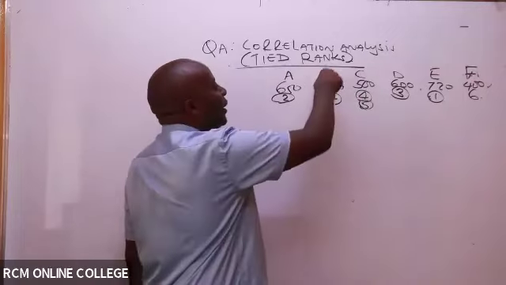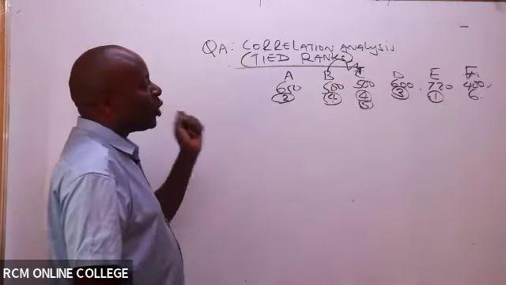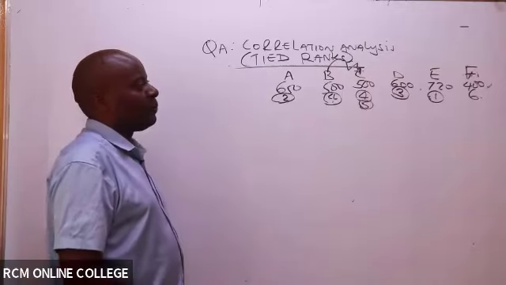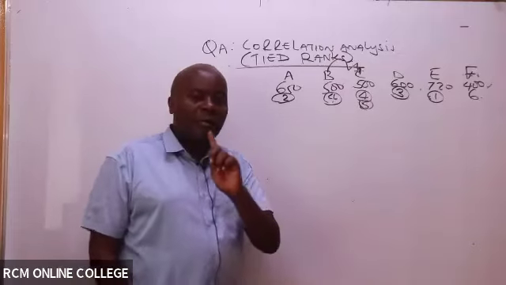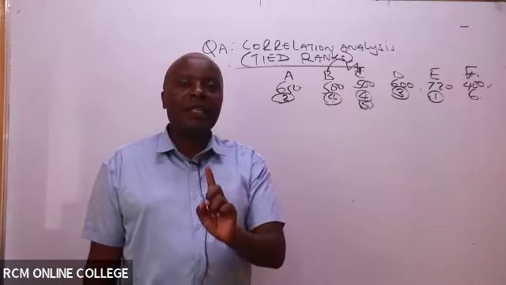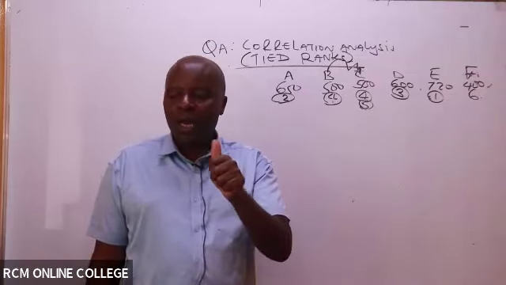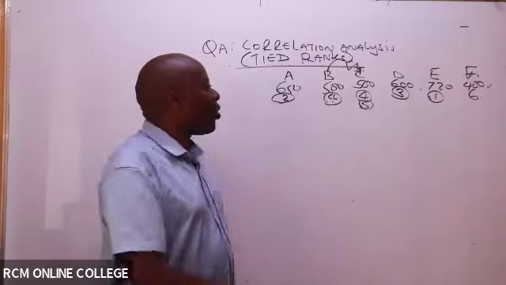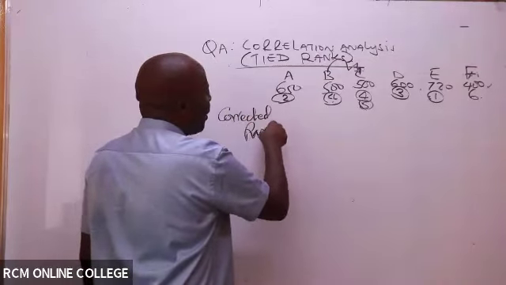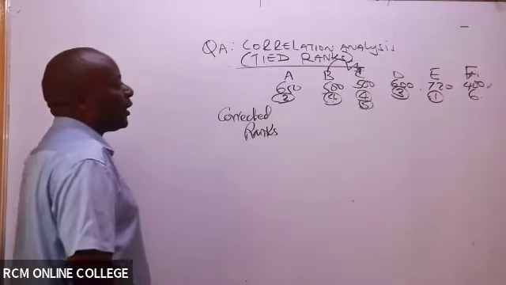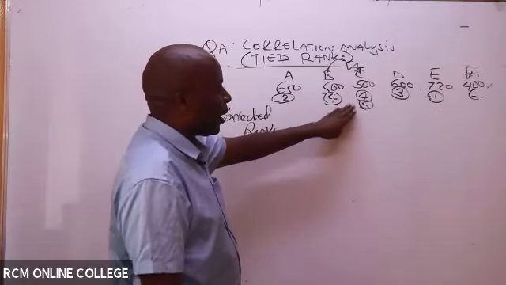But again, I recognize the fact that these 2 tied in some rank. They shared the same marks. So it means, ladies and gentlemen, that in my corrected ranks, these 2 can only take an average rank. The average will be 4 plus 5. 4 plus 5 is 9.